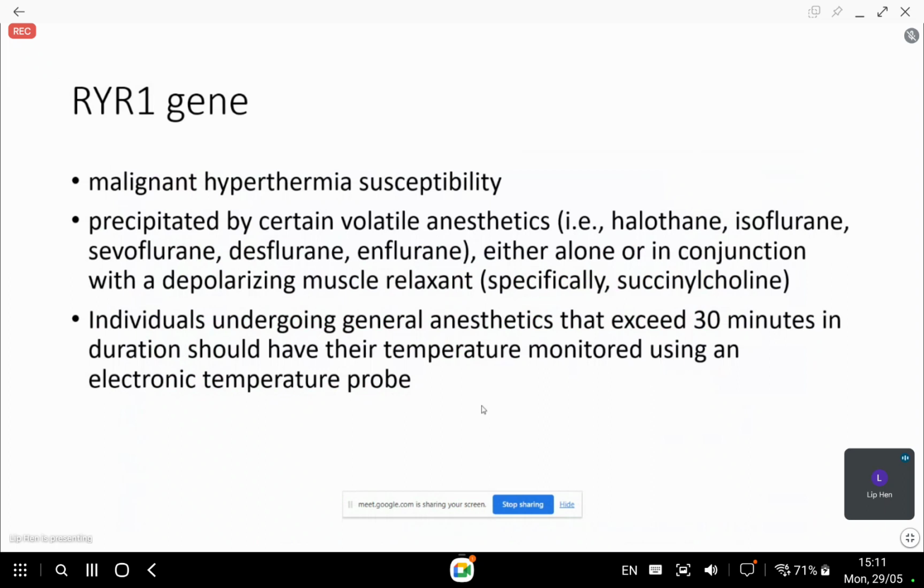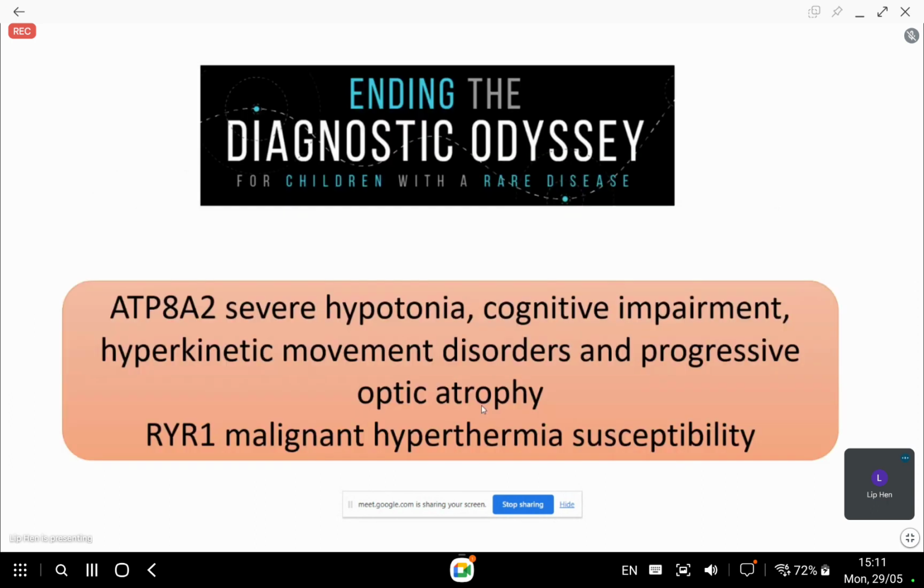The RYR1 gene is associated with malignant hyperthermia susceptibility. This can be precipitated by certain volatile anesthetics or by depolarizing muscle relaxants such as succinylcholine. So it's important that we give them a card labeling RYR1 gene positive, so that they are aware of this condition when they see a doctor or during an emergency. With this whole exome sequencing, this ends the diagnostic odyssey for this child.